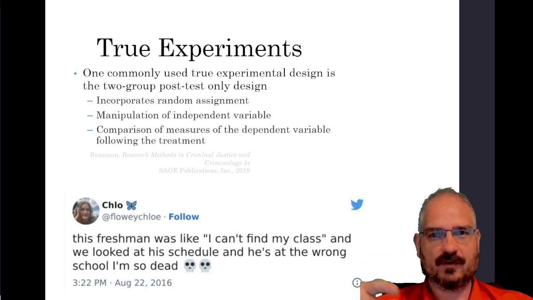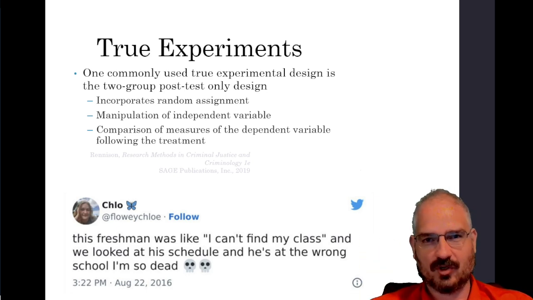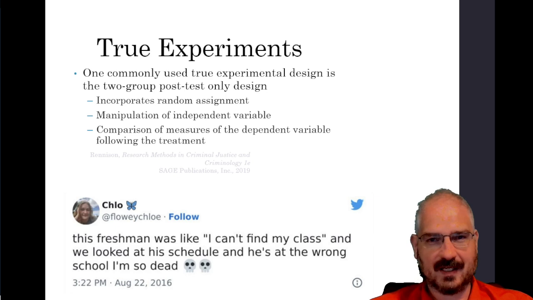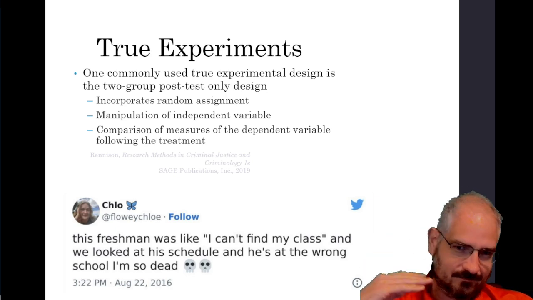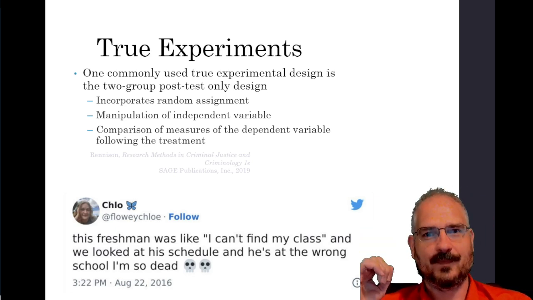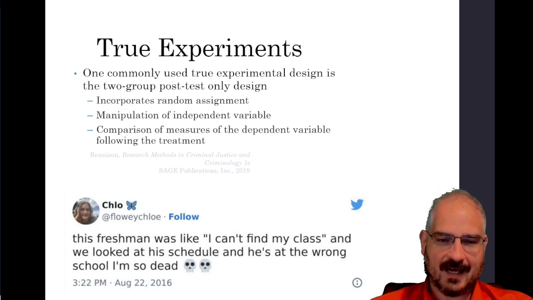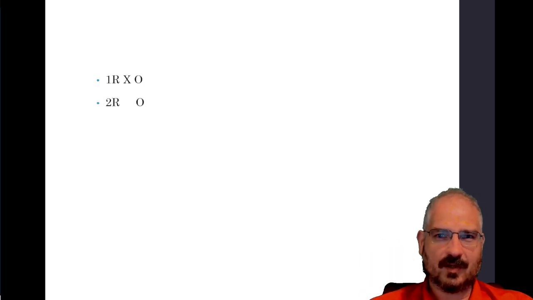And then we observe whatever the dependent variable is afterward, right? So we divide people up into two groups randomly. The experimental group gets an education program, and then we observe how much they recidivate afterward, right? Now, in experimental notation, this is what we did.